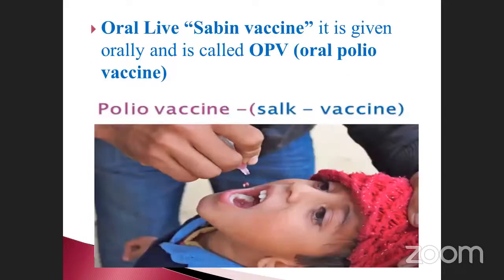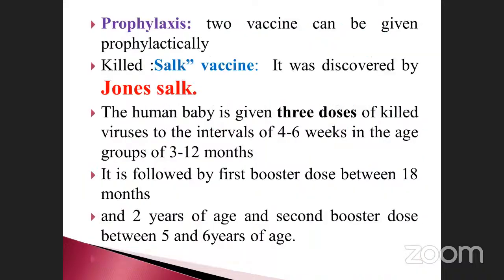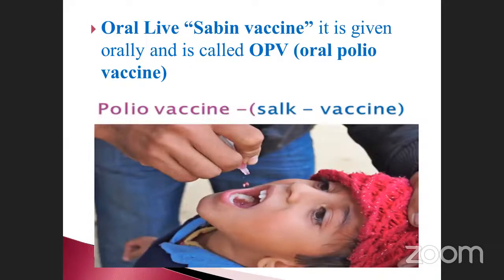See, oral vaccines. Another one is called the oral vaccine. Here, this one is called the Salk vaccine. Another one is called the oral live Sabin vaccine. The oral live vaccine is also called the Sabin vaccine. It is given orally and it is called the oral polio vaccine.